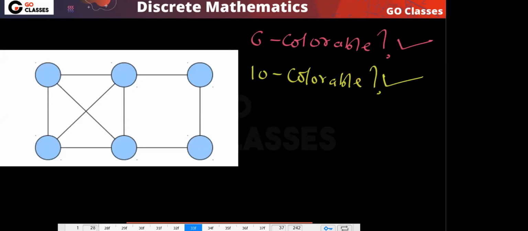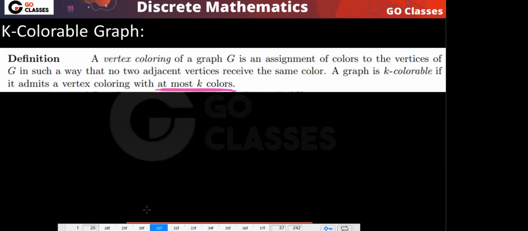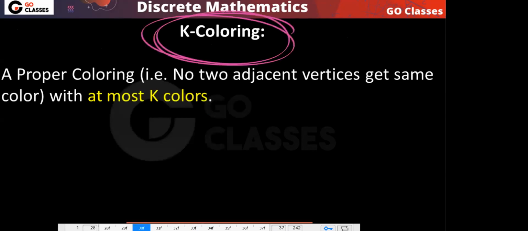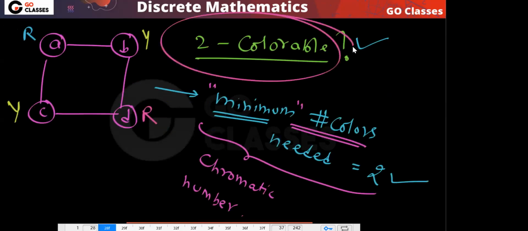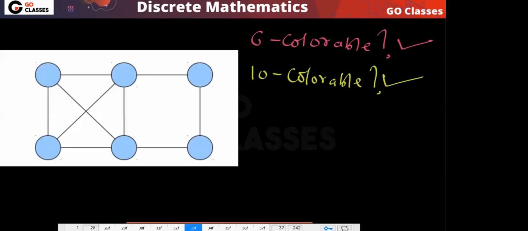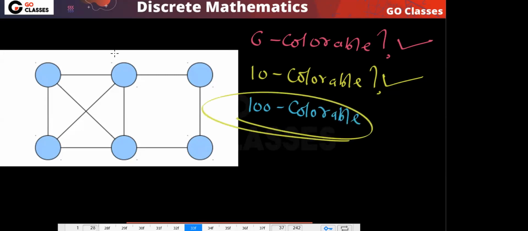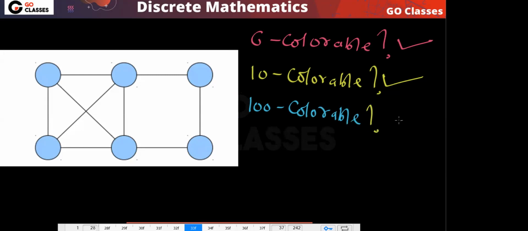Yes. Is this clear? K coloring means using at most K colors, can you do it? Like using at most 2 colors, can you do it? Using at most 1 color, can you do it? So is this 10 colorable? Yes. Is this 100 colorable? At most 100 colors you can use. Yes.